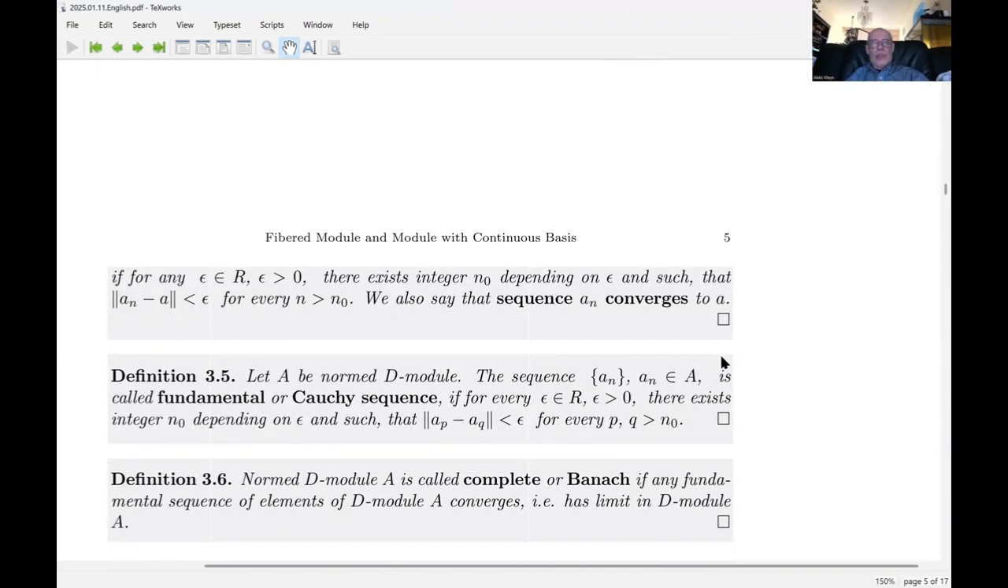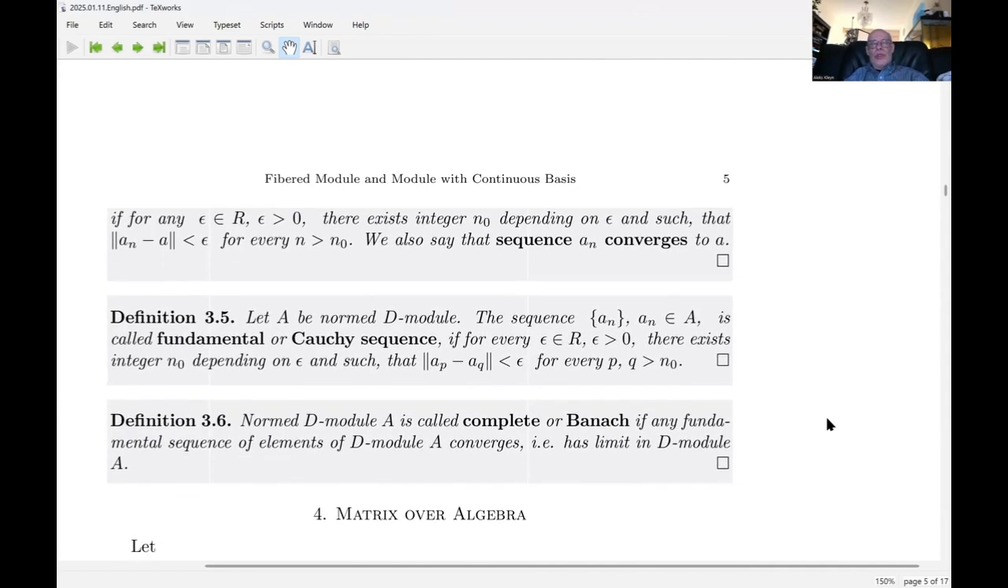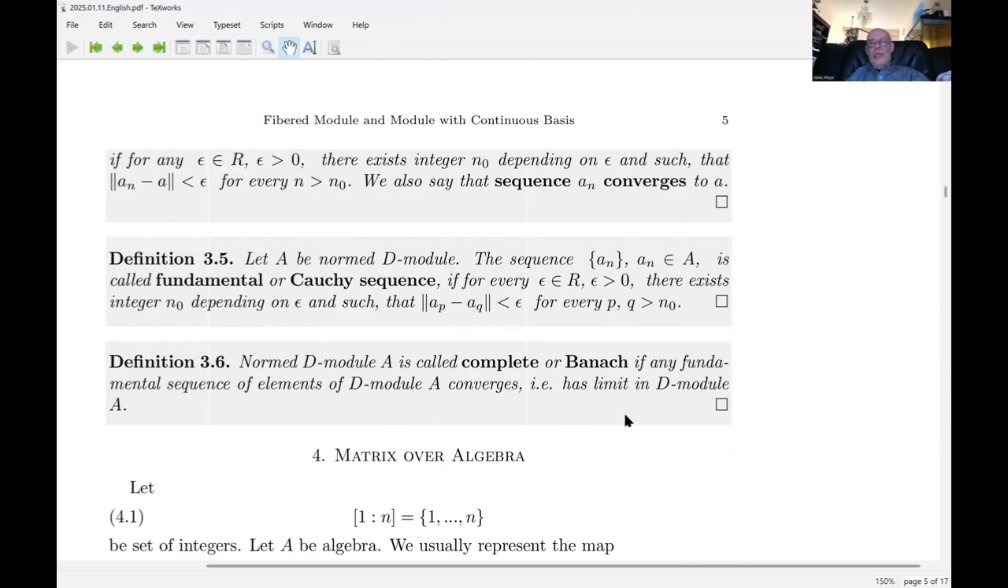Next definition. Let A be a normed module. The sequence a_n is called fundamental or a Cauchy sequence if for every positive real epsilon there exists an integer n_0 depending on epsilon such that the distance between a_p and a_q is less than epsilon for every p and q greater than n_0. A normed module A is called complete or Banach if any fundamental sequence of elements of the module A converges.